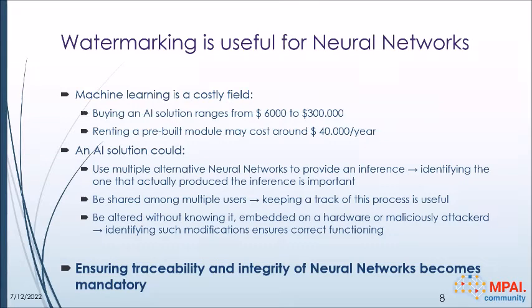And here we have two main reasons. First of all, machine learning is costly. We know that it's a very appealing field, that young engineers and young students come to us to learn AI and then go to industry, and it's a hot topic that everybody is interested in. But according to some statistics, buying an off-the-shelf AI solution can go as far as $300,000 and starts from somewhere around $6,000. You may also rent a pre-built module, and for professional level services that will cost around $40K a year. All these values are in dollars.